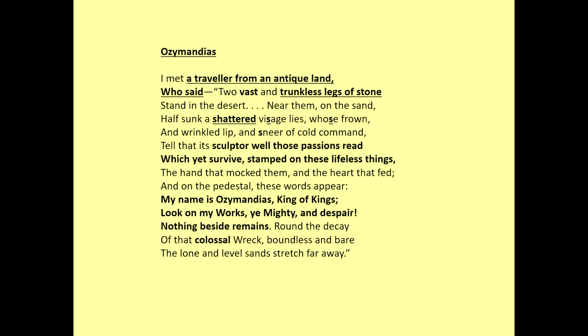Ozymandias. I met a traveller from an antique land who said, two vast and trunkless legs of stone stand in the desert. Near them, on the sand, half sunk, a shattered visage lies, whose frown and wrinkled lip and sneer of cold command tell that its sculptor well those passions read which yet survive, stamped on these lifeless things, the hand that mocked them and the heart that fed. And on the pedestal these words appear, my name is Ozymandias, King of Kings. Look on my works, ye mighty, and despair. Nothing beside remains. Round the decay of that colossal wreck, boundless and bare, the lone and level sands stretch far away.